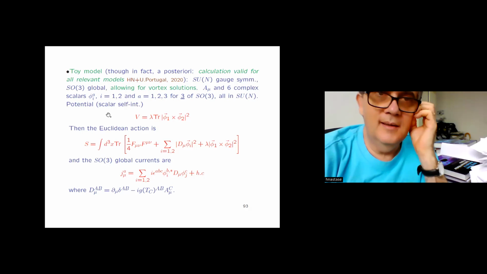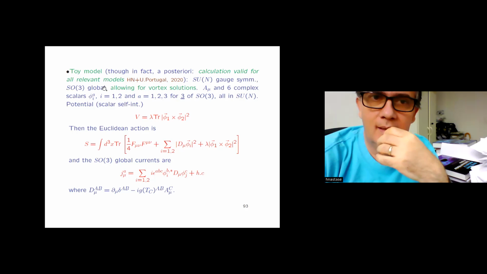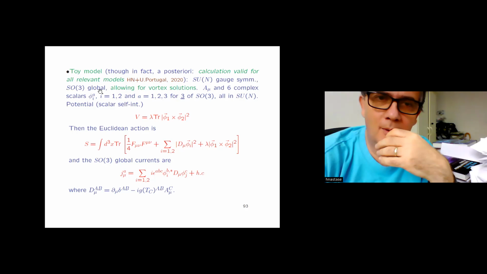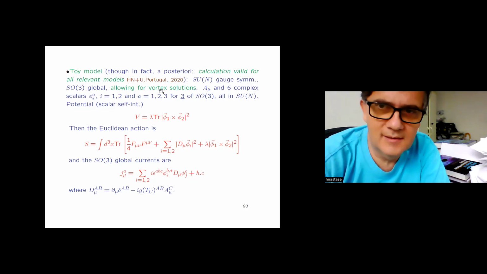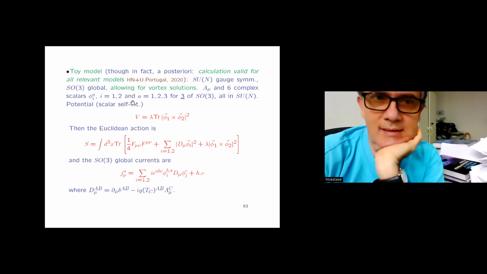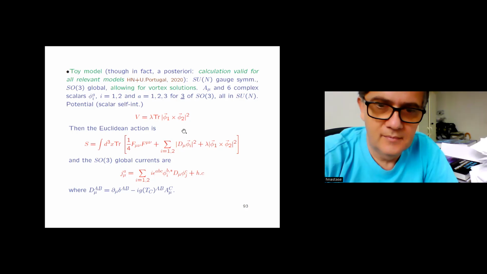So we consider a toy model, but a posteriori we found in this paper that the calculation is valid for all relevant models with a global symmetry. So let's consider a model with an SO3 global symmetry that allows vortex solutions. We've considered this model with the gauge field and six complex scalars with two indices, one being 1 and 2, and one being the SO3 index. Then the potential is this one. Then we can write down the Noether currents.